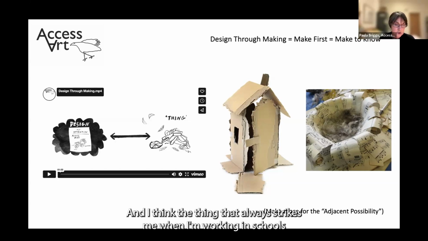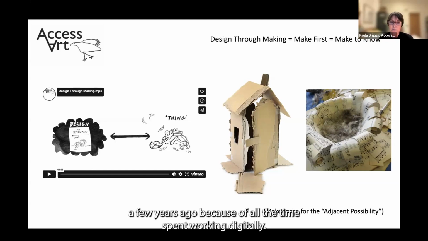And I think the thing that always strikes me when I'm working in schools is that children have so little experience of materials, of course, and even less experience of materials now in many ways than they did a few years ago because of all the time spent working digitally. So really, they're at the very, very early stages of design, of craft, of understanding how materials work. So give them space just to explore the materials.